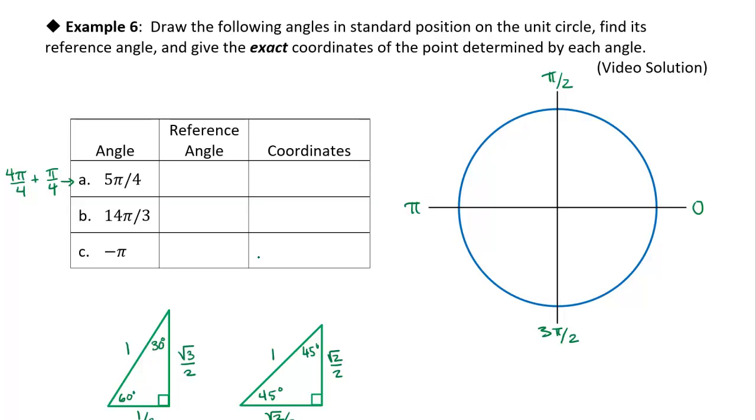Okay, so here's pi, and I go pi over 4 more, and so my angle is down here in the third quadrant, right? So this is where 5 pi over 4 is, right? I'm just adding pi over 4 to pi, essentially, right? So that's 5 pi over 4.